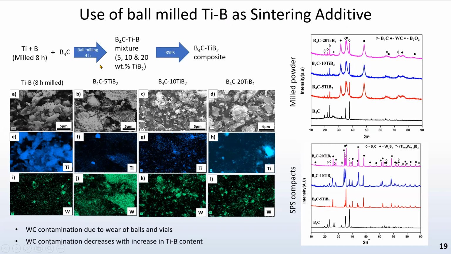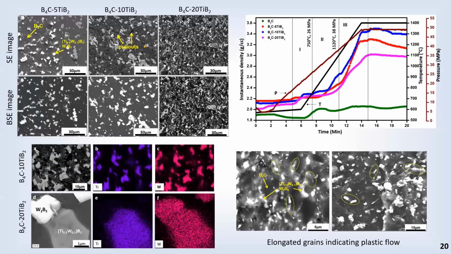Boron carbide is very difficult to sinter, requiring temperatures of more than 1900 degrees centigrade even by hot pressing. So what we do is we mill TiB for 8 hours, mix with boron carbide and mill for 4 more hours. Then we do sintering at 1400 degrees centigrade, and we are able to get fully dense boron carbide with 5% TiB2 addition.